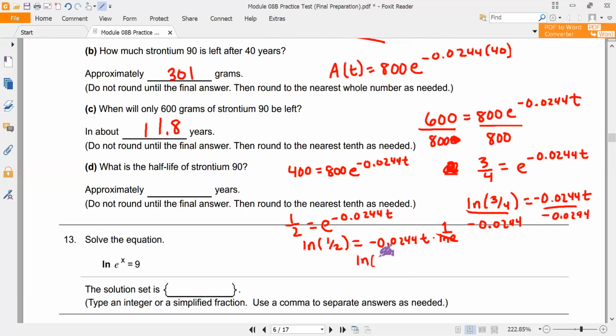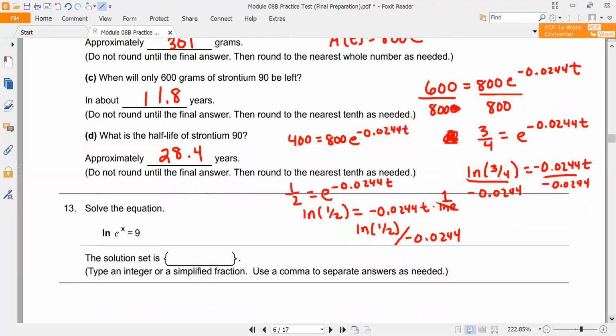So natural log of 1/2 divided by negative 0.0244. So 0.5 or 1/2, natural log, divided by negative 0.0244. That is 28.4 years.